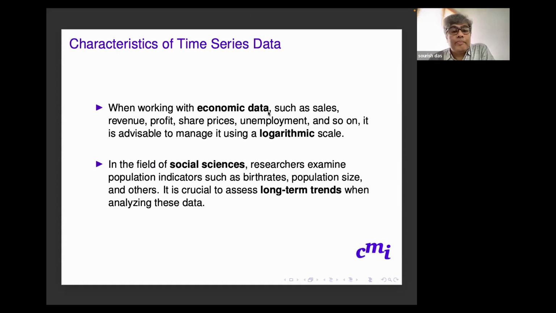In the field of social science, researchers examine population indicators such as birth rate, population size, and others. It is crucial to ask about long-term trends when analyzing these data. So obviously you want to check whether they are happening on a logarithmic scale, exponential growth, what the birth rate is and all, but overall, what is the long-term trend? So when you are doing population science, modeling the long-term trend is the most important part.